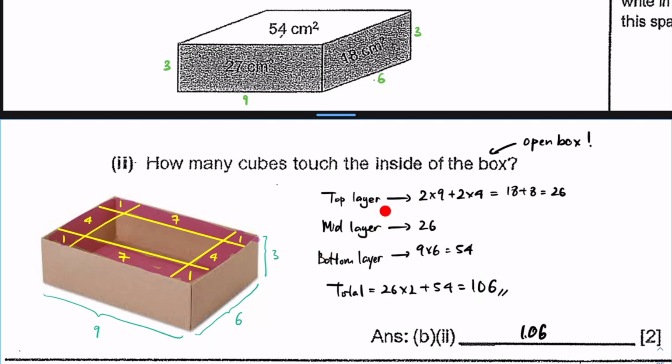So the top layer, therefore, how many in contact with the inside of the box? We've got 2 9s and 2 4s here. Okay, that gives us 26. For the middle layer, it will be the same 26. The bottom, though, will come in contact with the bottom. So basically, that's the entire base there. 9 times 6, 54. Add them all up, and you have 106 cubes making contact with the inside of the box.